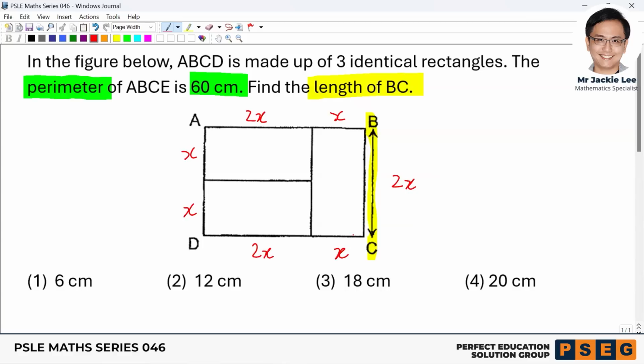So if we talk about the perimeter for this whole figure, adding up all these together, I think we have 10x, am I right? We have 10x here. So 10x corresponds to 60 cm. Find the length for BC, which is 2x. So in other words, we can just directly find the 2x now. That means both sides divided by 5. And this will simply end up 12 cm. And therefore the answer is option number 2.